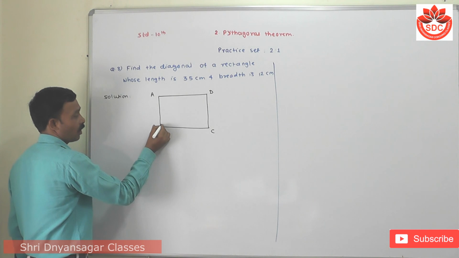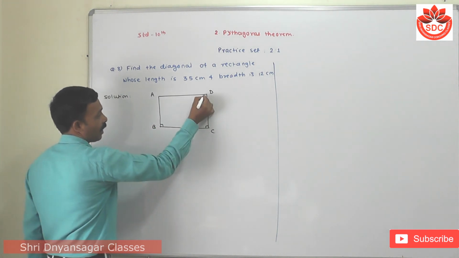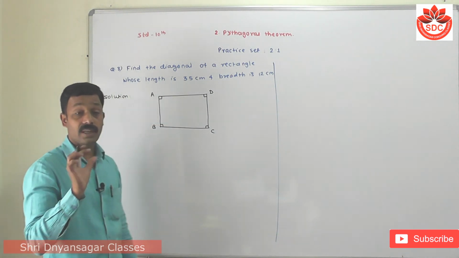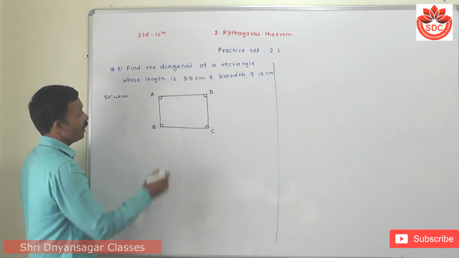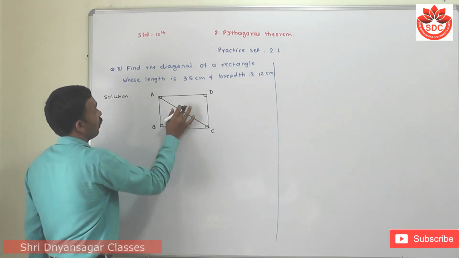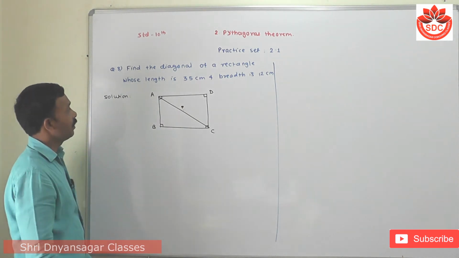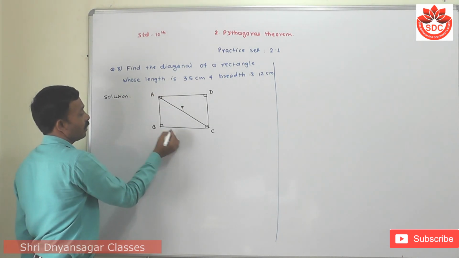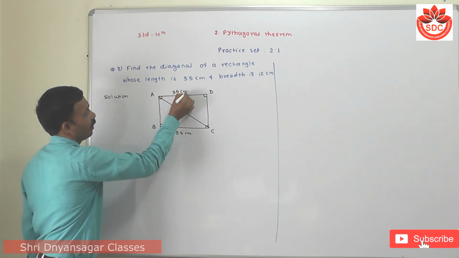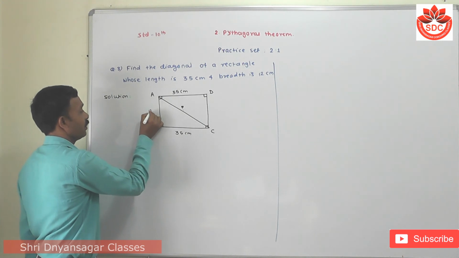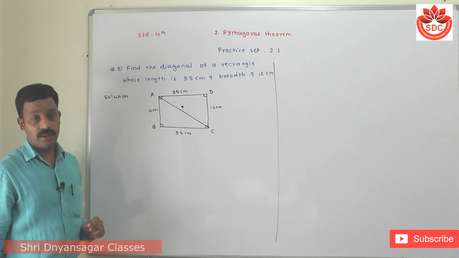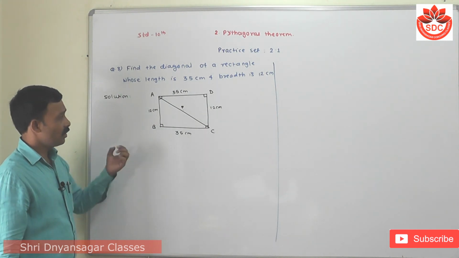All of you know the properties of a rectangle: each angle is a right angle, opposite sides are equal, and the diagonals are also congruent. Now I have to join one diagonal, AC, and find the value of this AC. The length is how much? 35 cm. This is the length, 35 cm, and the width is 12 cm. You have to find the length of the diagonal. Now students, so simple.